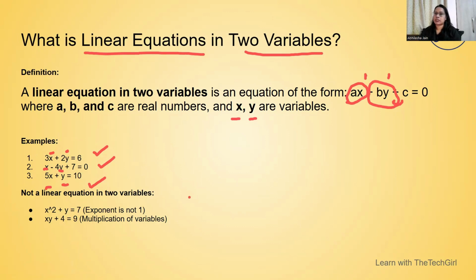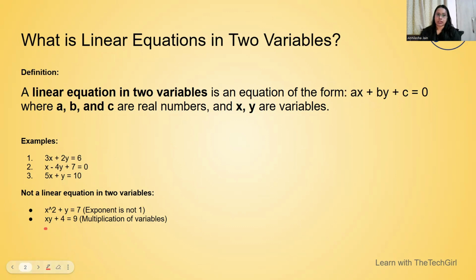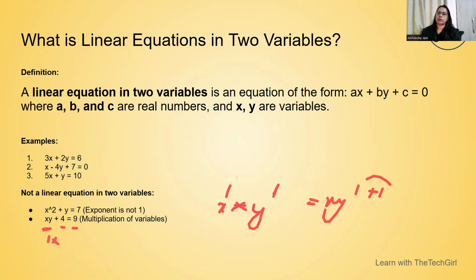Now, what are not linear equations in two variables? x squared plus y is equal to 7. Why? Because the highest exponent, the degree, is not 1. The degree is 2 in this case. Now, also multiplication of variables. xy plus 4 is equal to 9. Since this is the multiplication of two variables, the total degree of this equation becomes 2, because x raised to power 1 into y raised to power 1 becomes xy, and the total degree becomes 1 plus 1. So the total power becomes 2, and that's why this is not a linear equation.